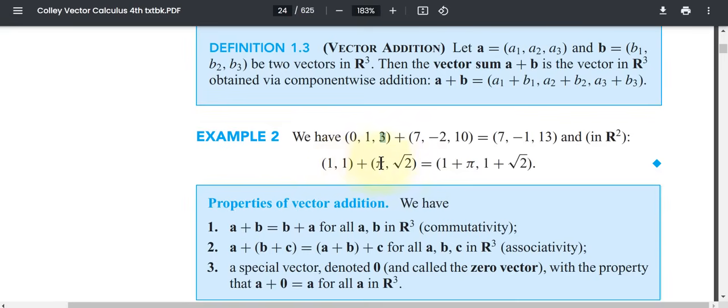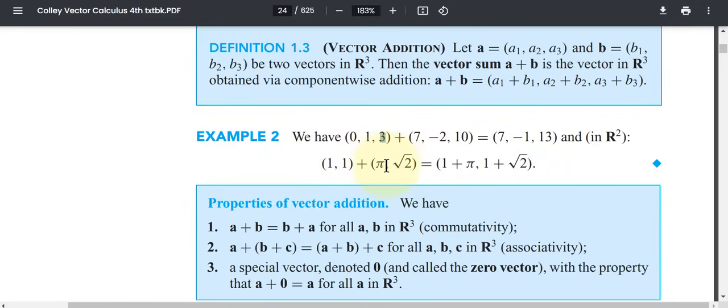In fact, here, I don't like this example because it's kind of confusing, right? You use pi and the square root of 2 as the coordinates of the vector. I don't know why we have to introduce that sort of confusion into introducing addition. Why don't they just say 1, 1 plus 2, comma 3? But anyway, they're doing this. So it's 1, 1 plus this. So it's 1 plus pi there, and 1 plus square root of 2 here.